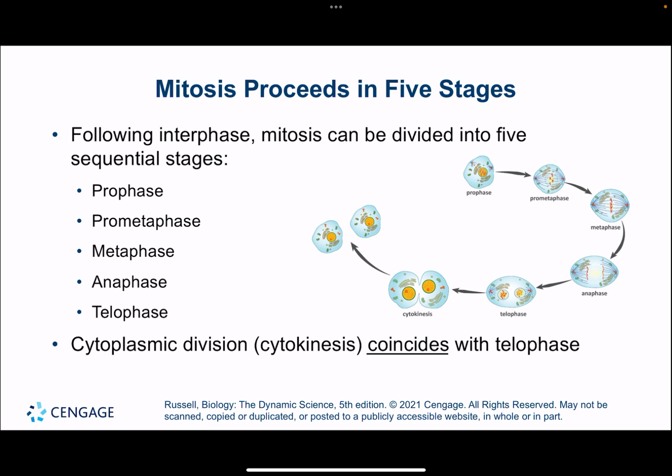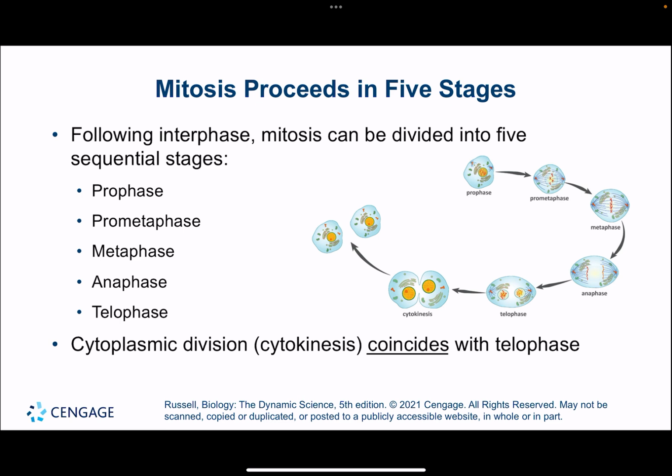Now, here are the 5 sequential stages of mitosis. First, we have the prophase, and then the prometaphase, and then the metaphase, anaphase, telophase. And then lastly, we have the cytoplasmic division or the cytokinesis, which coincides with telophase.